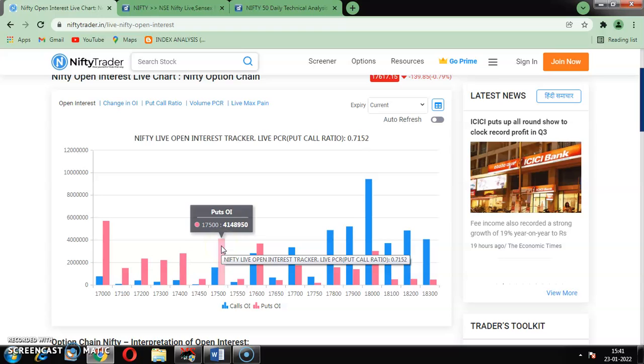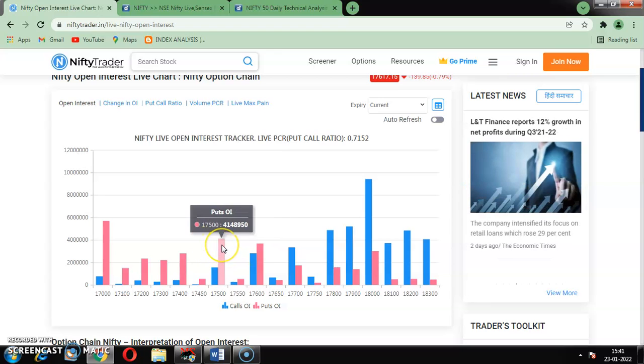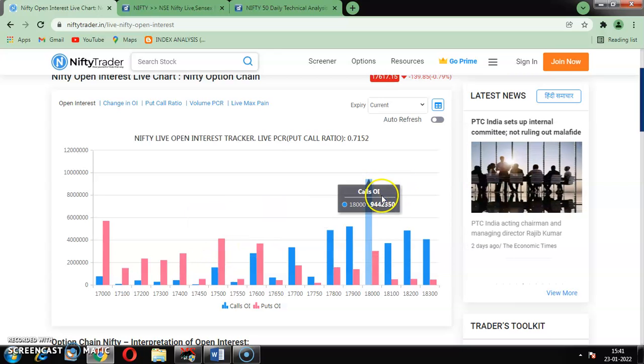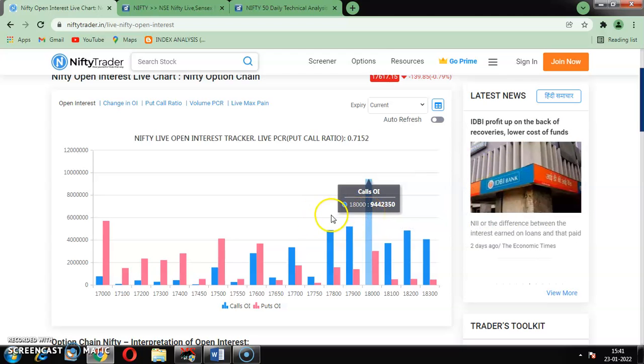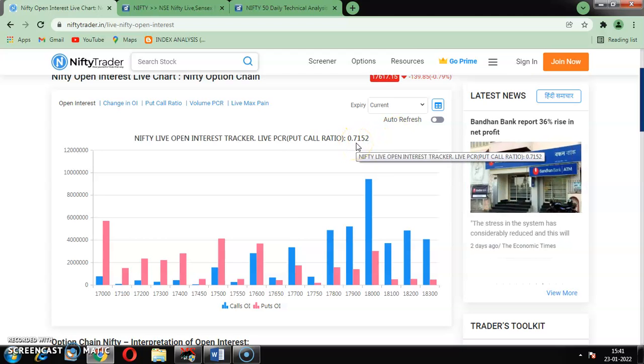So we can say that 17,500 would be the very strong support, and the first support would be 17,600, and the call writing and resistance side is 18,000, right? So as far as this PCR is concerned, the put call ratio here is 0.71, which is lesser than 1. That is a negative data.